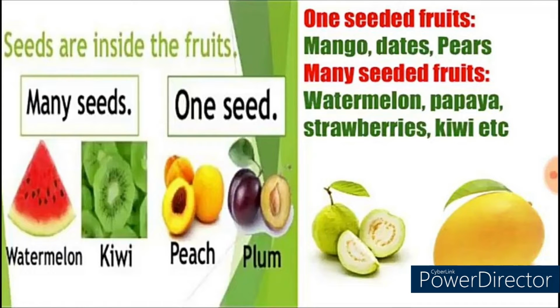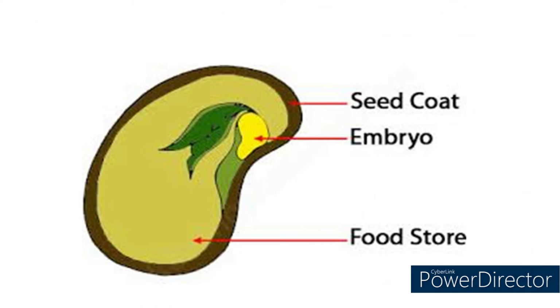Seeds differ in shape and size but have the same basic parts. All the seeds have three parts: seed coat, cotyledon, and embryo. Each seed is covered by a seed coat. The seed coat protects the inner part of the seed.